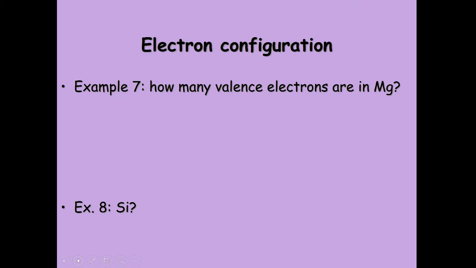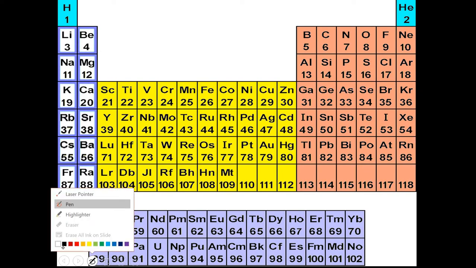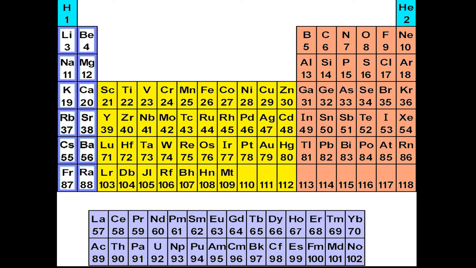So to determine how many valence electrons we have, we first have to write the electron configuration of our element. That way we can determine how many electrons they have at the highest energy level. So we're going to write it for magnesium. So we'll go and find magnesium on here. Magnesium is 12, so that means that there are 12 protons, which also means that there are 12 electrons if we're talking about an atom, which we are.